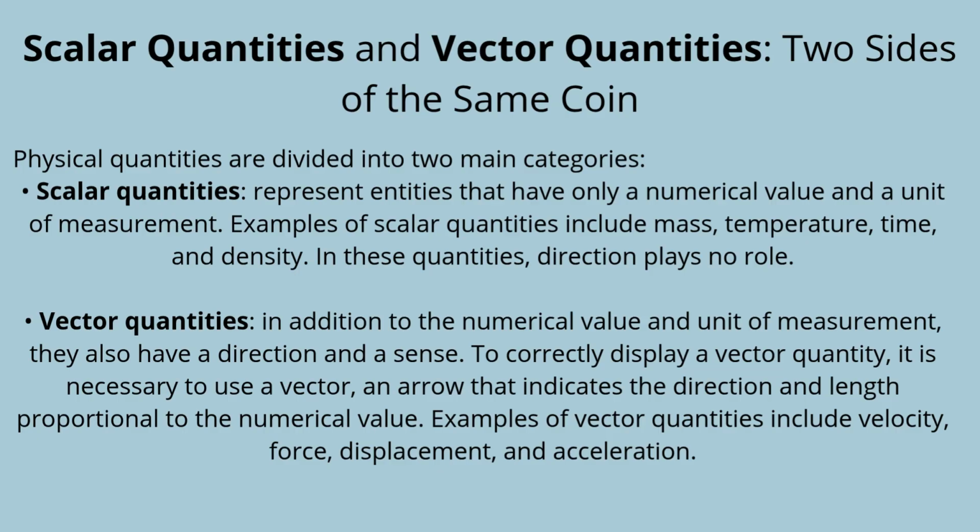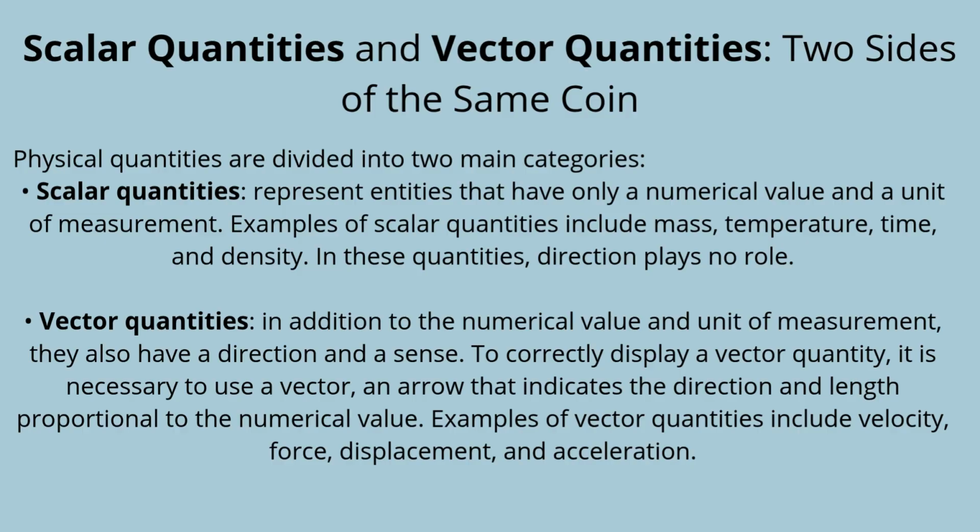Scalar quantities and vector quantities, two sides of the same coin. Physical quantities are divided into two main categories. Scalar quantities represent entities that have only a numerical value and a unit of measurement. Examples of scalar quantities include mass, temperature, time, and density. In these quantities, direction plays no role.